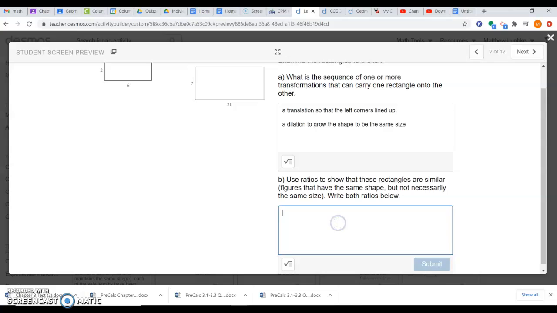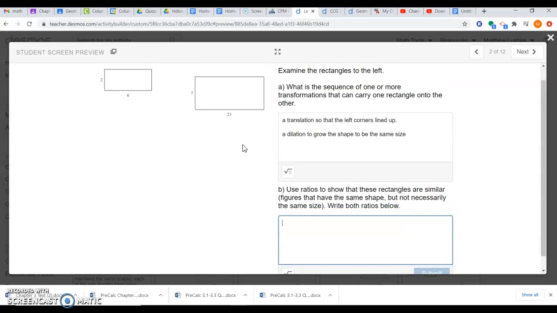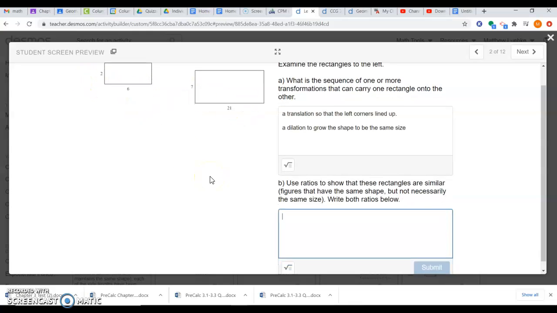Okay? Now using the ratios to show that these rectangles are similar, there's two different ways we can set this up and I'm going to show you both of them. The first one is to take the corresponding sides and divide them. So 7 corresponds with 2, 21 corresponds with 6, and so we could set them up that way. And we could do 7 divided by 2, and that would equal 3.5.